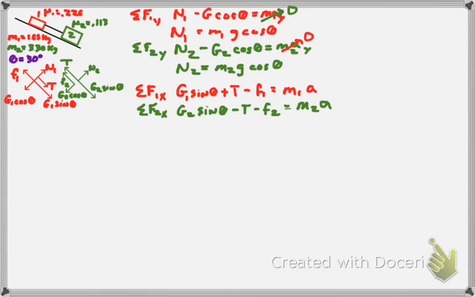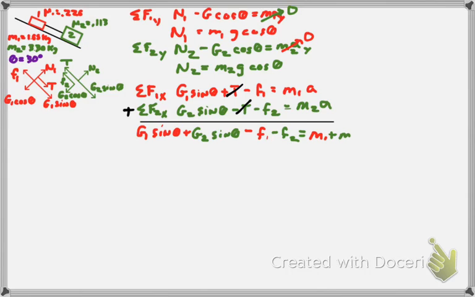We can always solve for T in one and plug into the other, but that's a little long. We could solve for T in both and set them equal to each other, but that's a little longer as well. Since I have plus T and negative T in each equation, I'm going to add the two equations. I'm going to get m1 g sine theta plus m2 g sine theta minus F1 minus F2 equals (m1 plus m2) a.